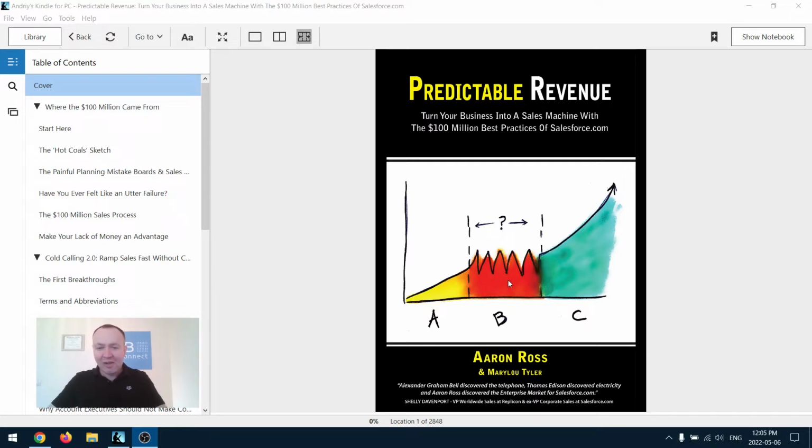So what we have here is what Aaron calls a hot coals sketch. A, B, C are different time stages of company growth, and on the y-axis, it doesn't say why, but let's assume on the vertical axis we have the company revenue or the company sales number, and this chart illustrates the company growth. Now, stage A in company growth is where company founders, CEOs, people who started the company, entrepreneurs, created a product and sold first copies to customers through their network.